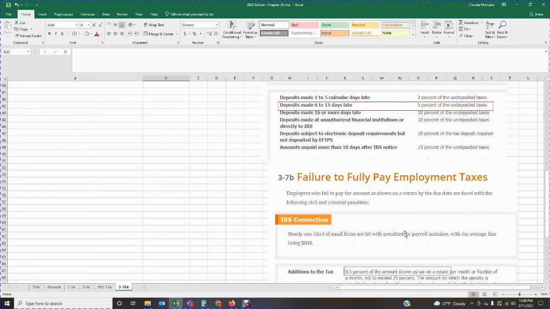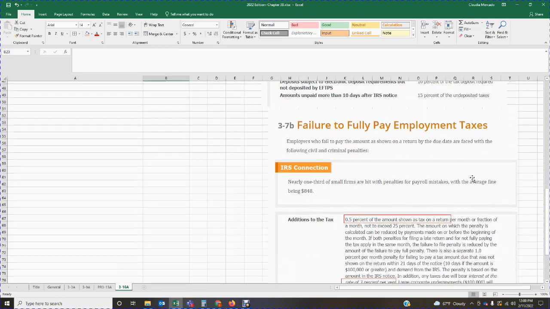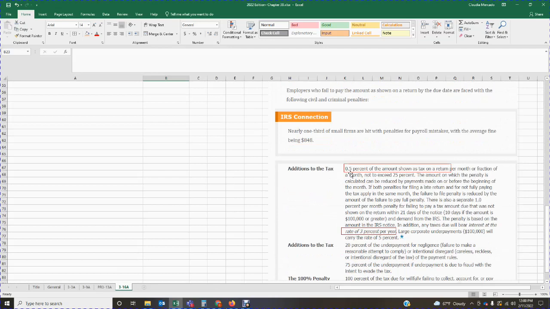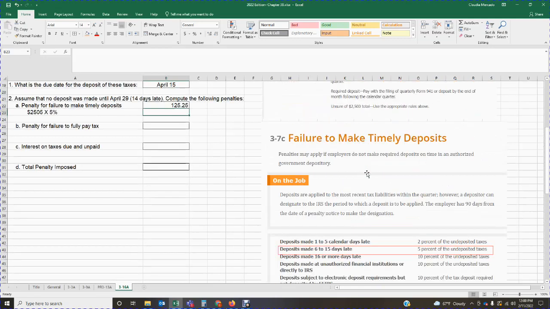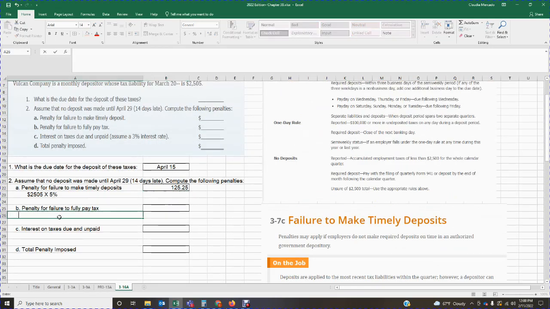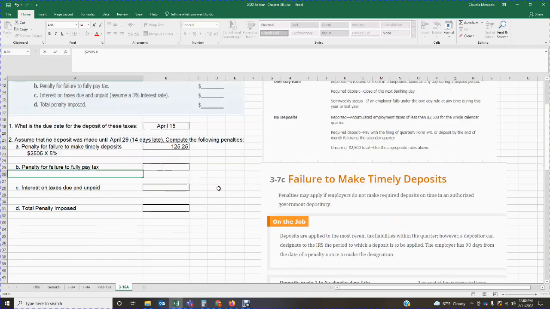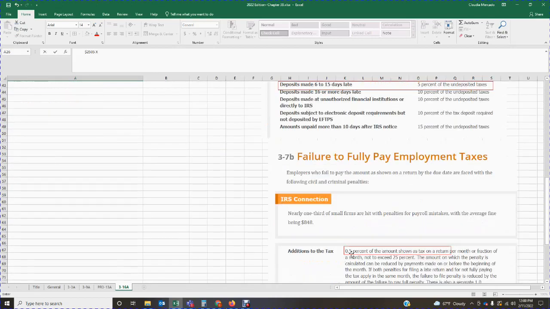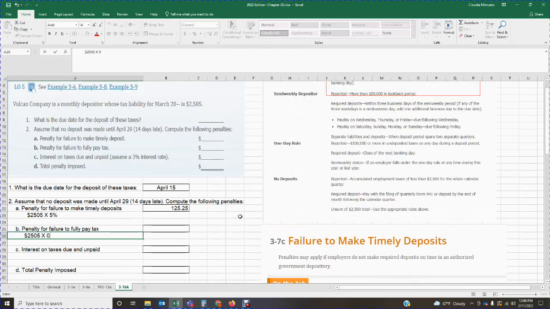$125.25. Now, my penalty for failure to fully pay the tax. Okay, there's another section in the book, section 37B, failure to fully pay the employment taxes. Okay, it says additions to the tax is 0.5% of the amount shown as tax on the return. So in addition, we have to pay 0.5%. Okay, so the amount that we have on the return is 2505. And we're going to multiply that by, and it says here, 0.5%.